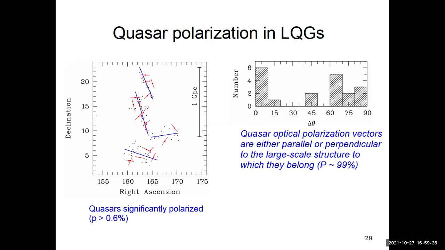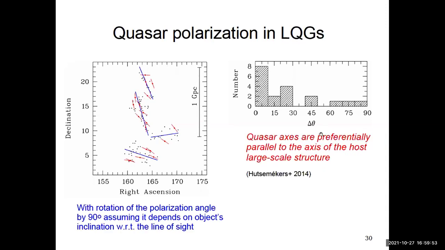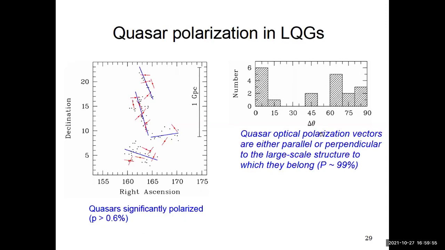Out of this sample, about 19 have significant polarization, higher than 0.6%, and they are represented in this plot. And here is the difference of the angle between the structure angle and the polarization angle. We see that polarization vectors are either parallel or perpendicular to the large scale structure, and that this is significant.